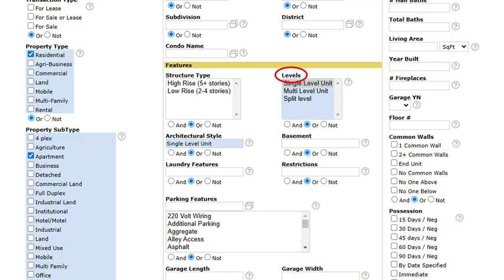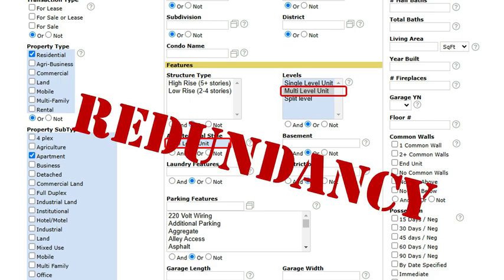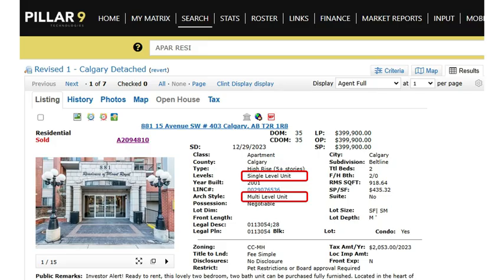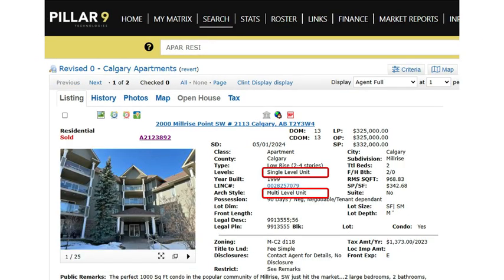Let's dig deeper here. We've gone into the levels field, and we have single level unit and multi-level unit. And under architectural style, we also have single level unit and multi-level unit. So both of those are there in both fields. That's redundancy. That results in this sort of ridiculous nonsense. Okay, it can't be both single level and multi-level unit. It's one or the other, but yet we're able to say that it's both at the same time. And it's happening a lot. Okay, this is a problem.